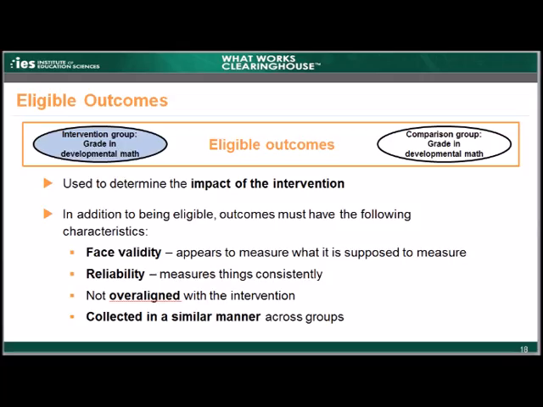The third criteria for an outcome is that it not be over-aligned with the intervention or comparison group. Over-alignment occurs when outcome measures are more closely aligned with one of the research groups, intervention or comparison, than the other. For example, when outcome measures are closely aligned with or tailored to the intervention, the intervention group may have an advantage over the comparison group simply from seeing the material on a previous occasion.